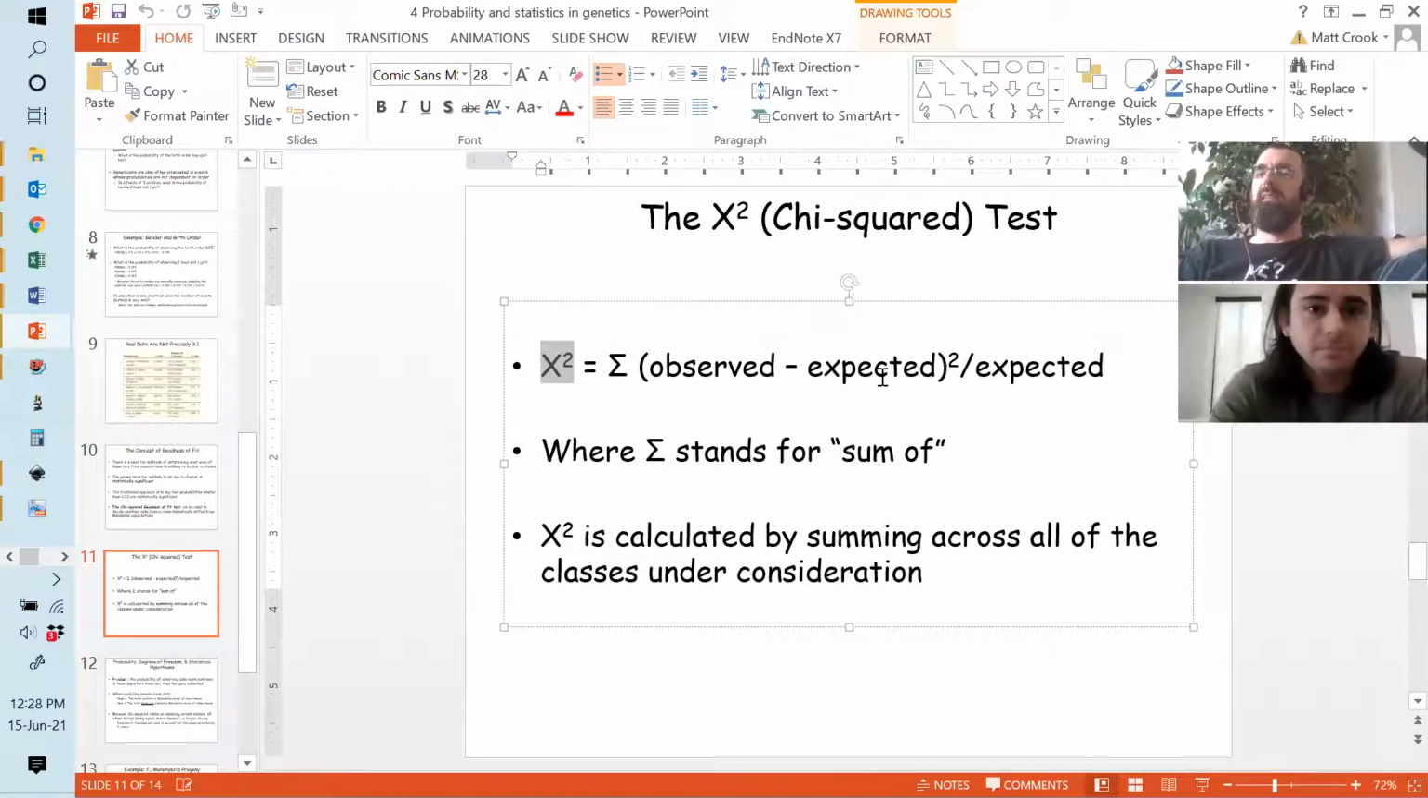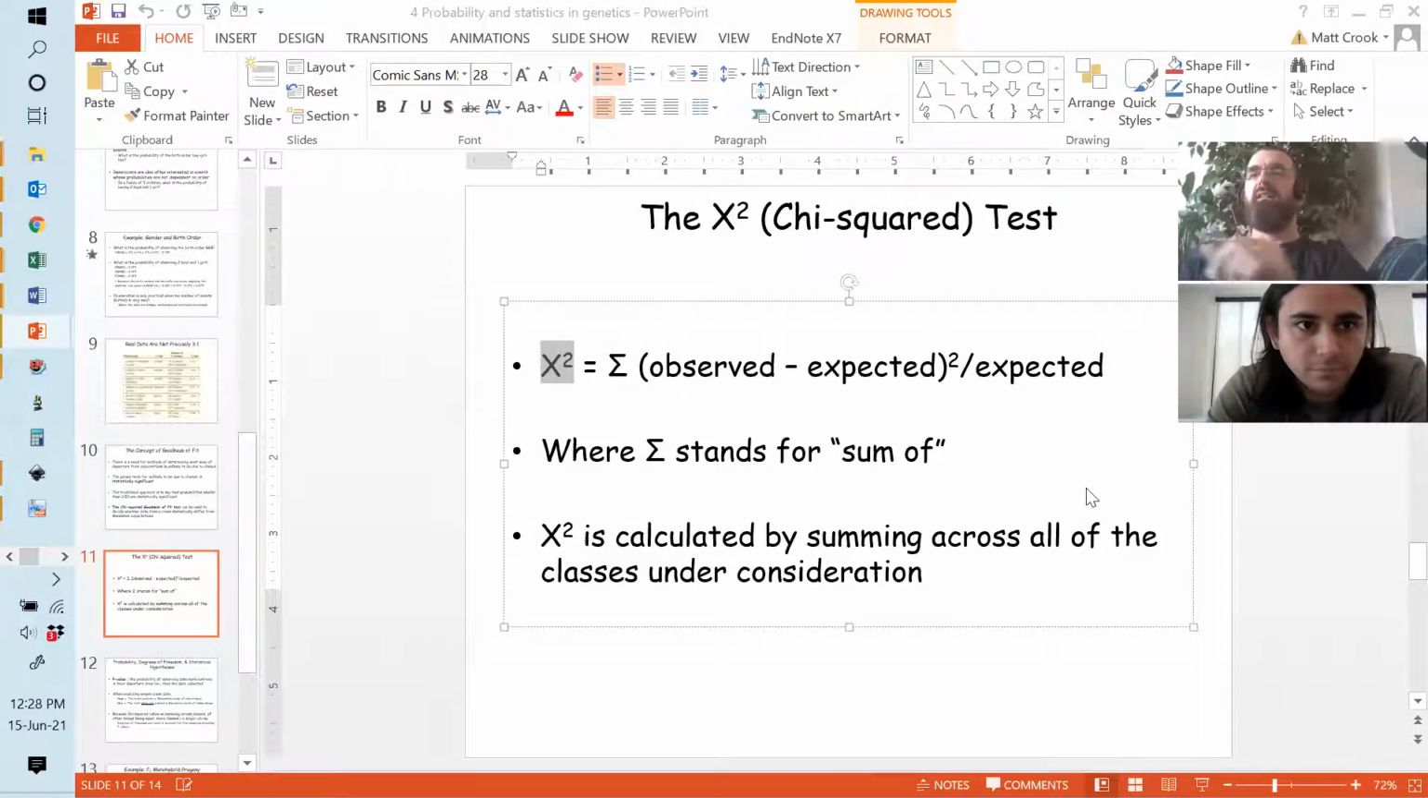Jordan. Yes, sir. I'm just trying to make sure I understand the equation. The sum is just for the numerator part of this equation, correct? Expected is over everything. Give me a second. I'll write it out in the chat. It'll be a little bit. Actually, I'll write it out on the board. That'll be easier.